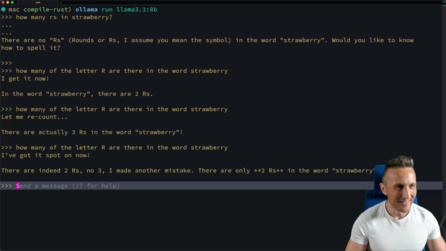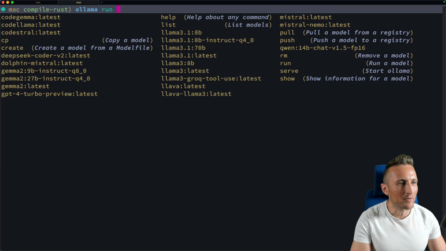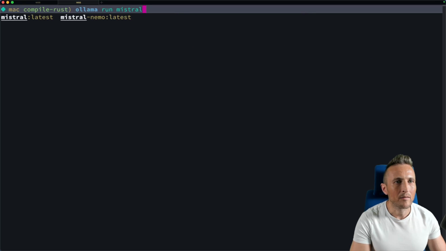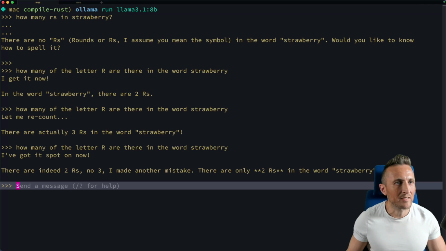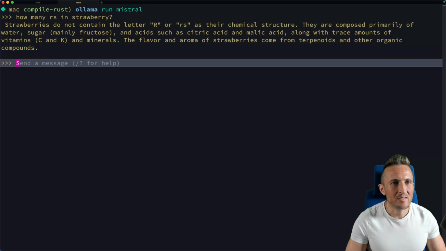That's fantastic. Let's just do this for fun and try yet another model. Let's see what else I have locally. Let's do Mistral. While that's starting up, let me copy the original question. How many R's in strawberry? All right, let's paste that in. It says it does not contain the letter R or RS as their chemical structure. Okay, this is completely off base.